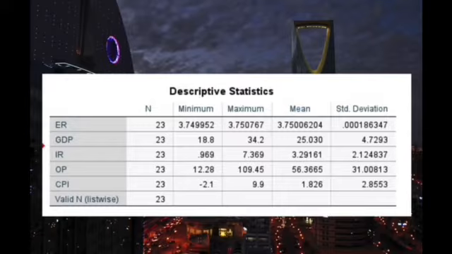Next, the mean of gross domestic product is 25.030. Meanwhile, the mean of interest rate is 3.29. The maximum and the minimum of oil price are 109.45 and 12.28, while the average is 56.37. Furthermore, the mean of consumer price index is 1.826 across the 23 years.